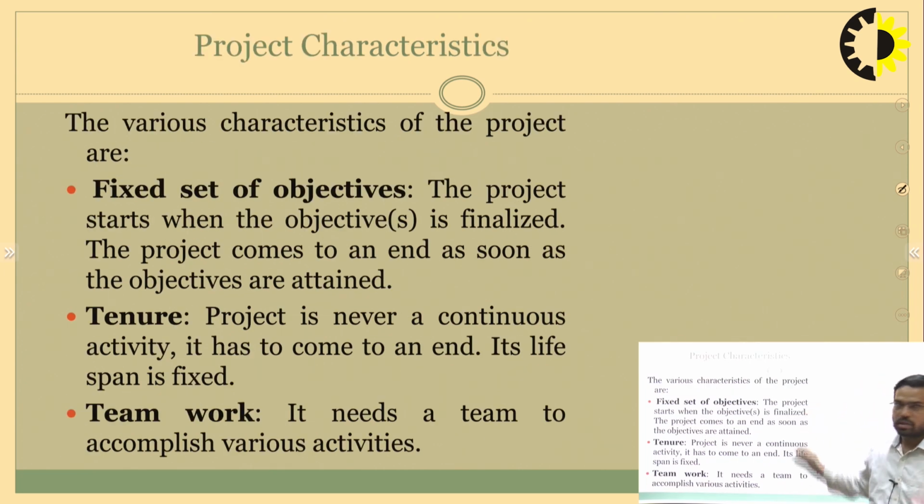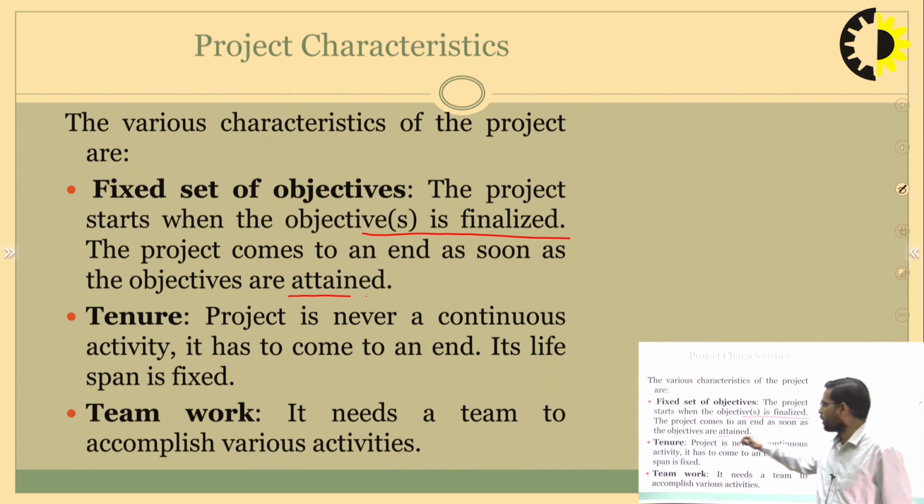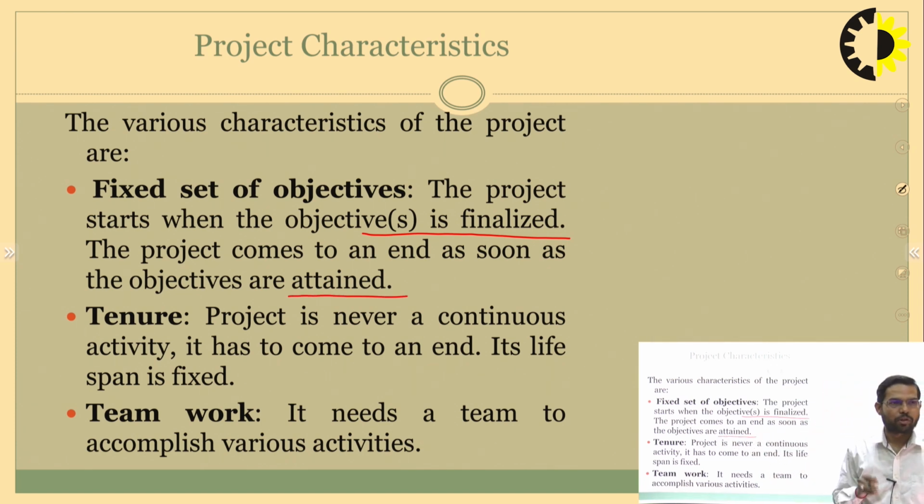There are some characteristics of a project. The various characteristics of a project are: a fixed set of objectives. The project starts when the objective is finalized, and comes to an end as soon as the objectives are attained. Tenure: a project is never a continuous activity. It has to come to an end. Its lifespan is fixed. That is the tenure.